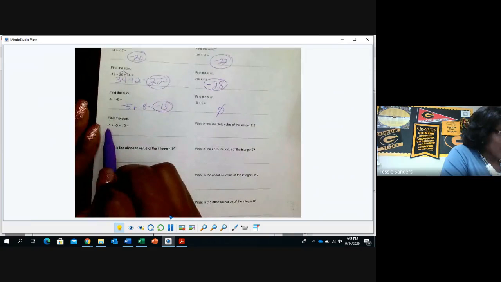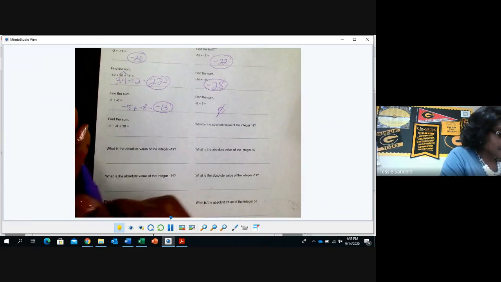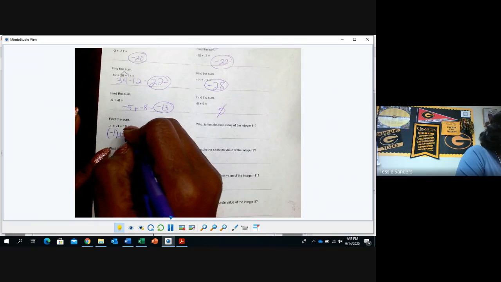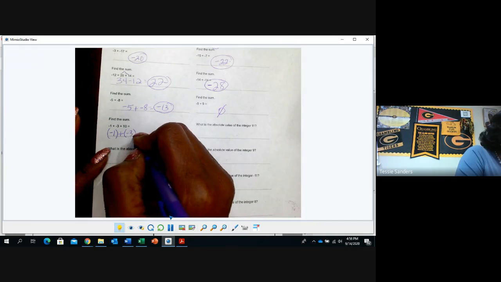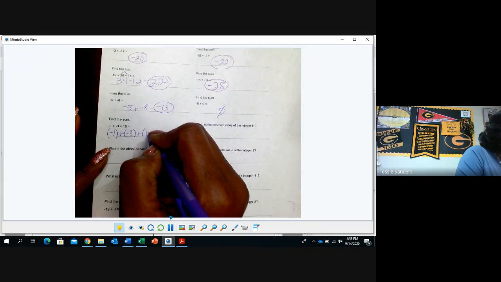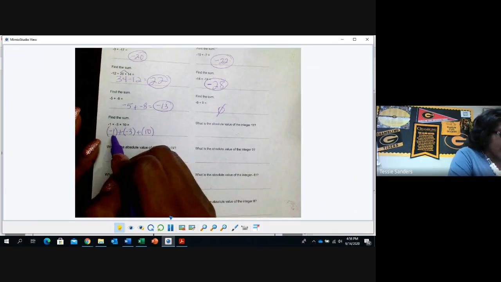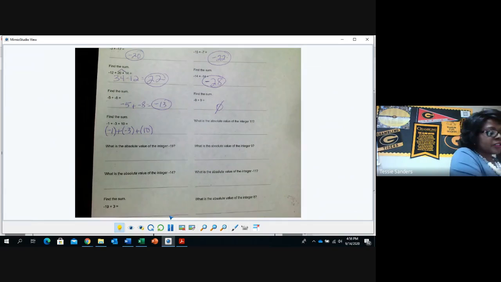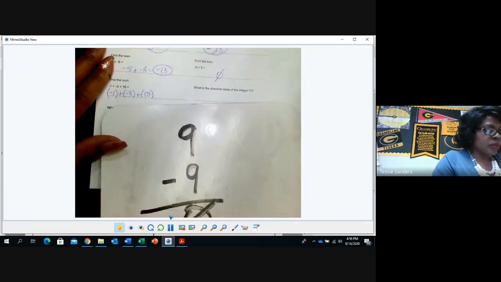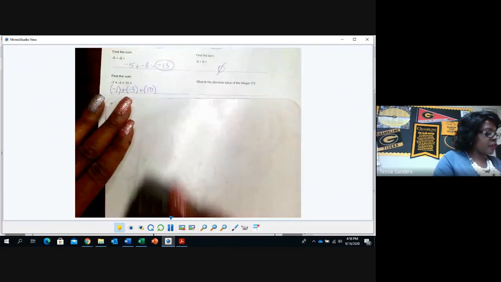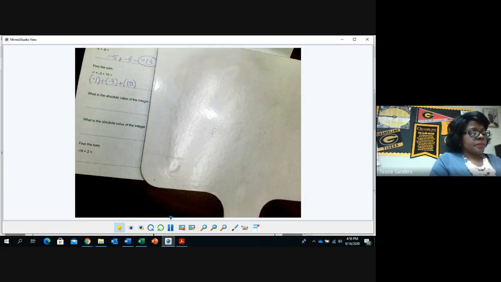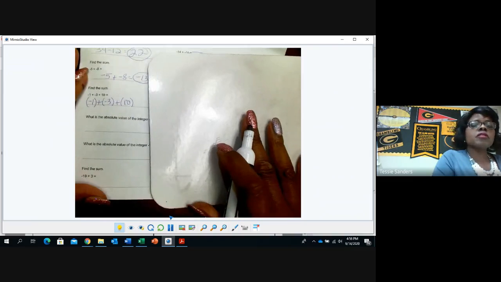All right. Negative 1 plus negative 3 plus 10. What did I say? Rewrite that problem. Negative 1 so that you can see what it is you're going to do. Plus negative 3 plus 10. Add like signs first. So we're going to rewrite the problem adding like signs first. Take a look.